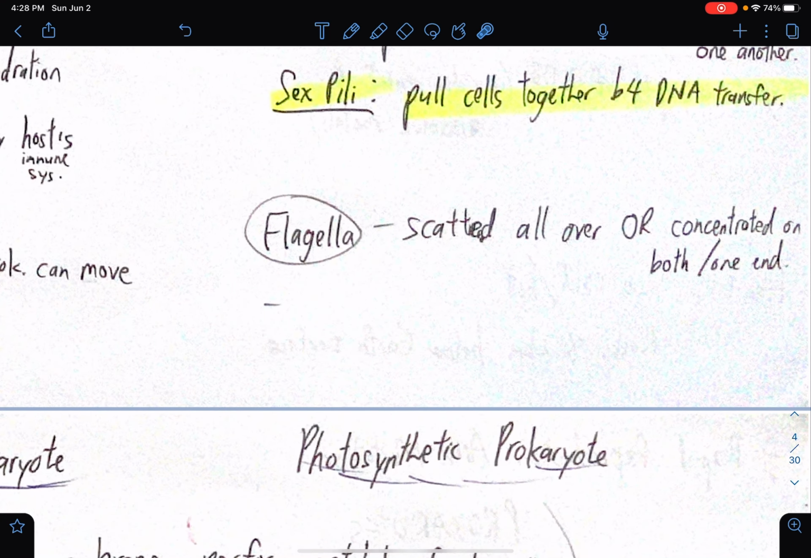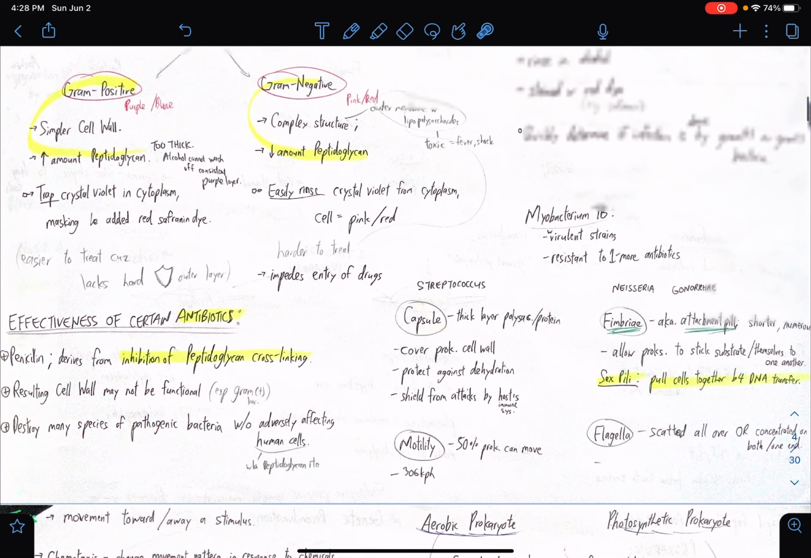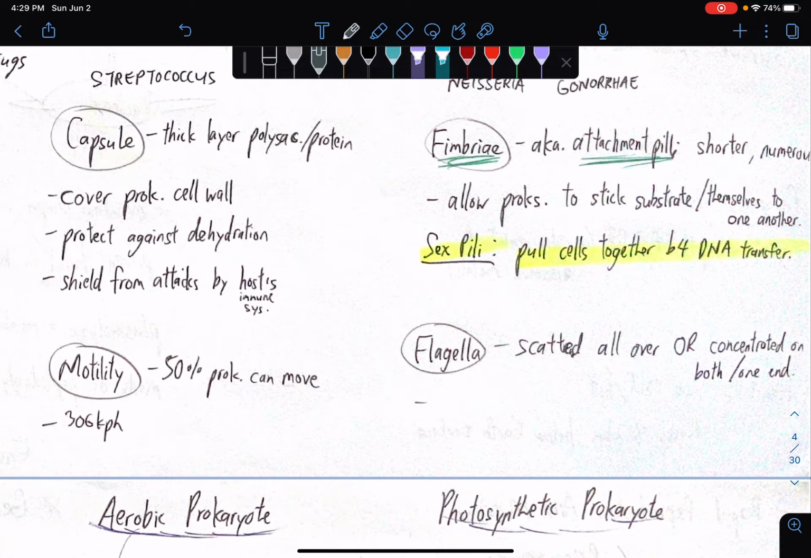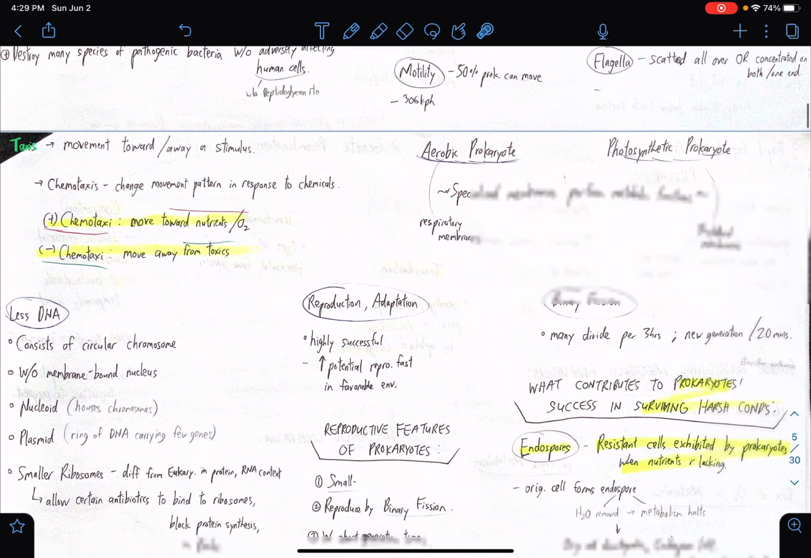Flagella. Scattered all over or concentrated on both or one end. So flagella is basically the tail. If you still remember when I mentioned the sperm cell, the tail is the flagellum. That's also applicable in the case of bacteria. So this is the bacteria. This is the capsule. This is the flagellum. And it can be more than one flagellum for some reason.